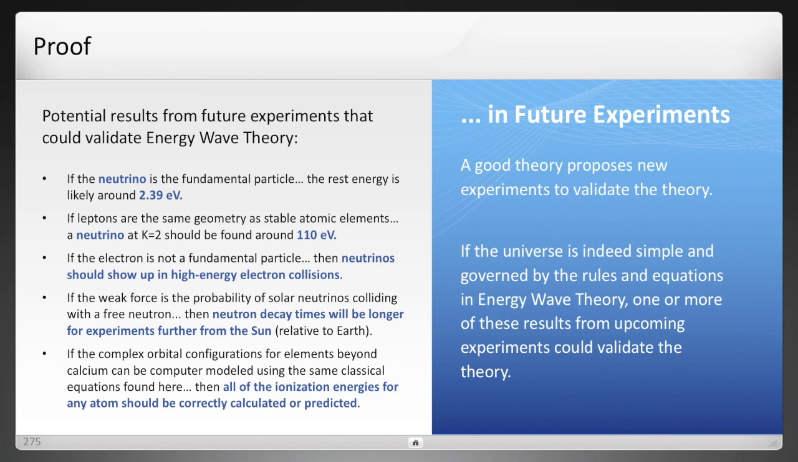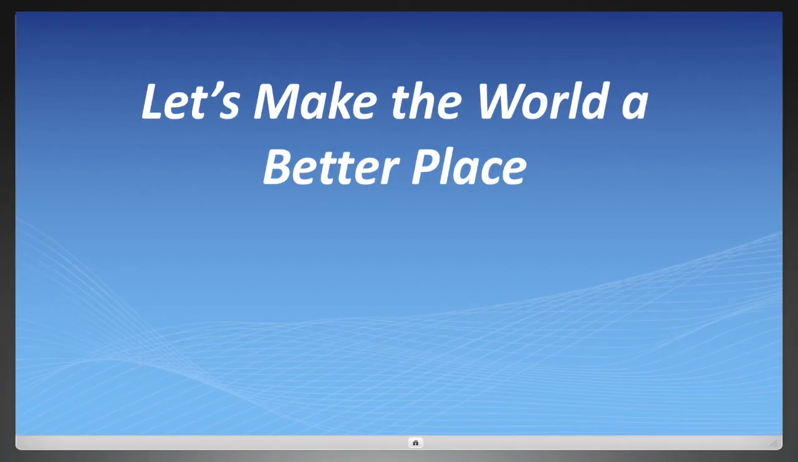I wish I could build my own neutrino experiment, but these are incredibly expensive. But if the neutrino is found to be around 2.39 electron volts, that could be one way. And you can see additional experiments that are proposed. So there it is, a theory that is logical, it's simple, and provides a lot of proof. A simpler definition of the universe, the creation of particles and photons, and the motion of those particles known as forces. The question is this: where do we go next?